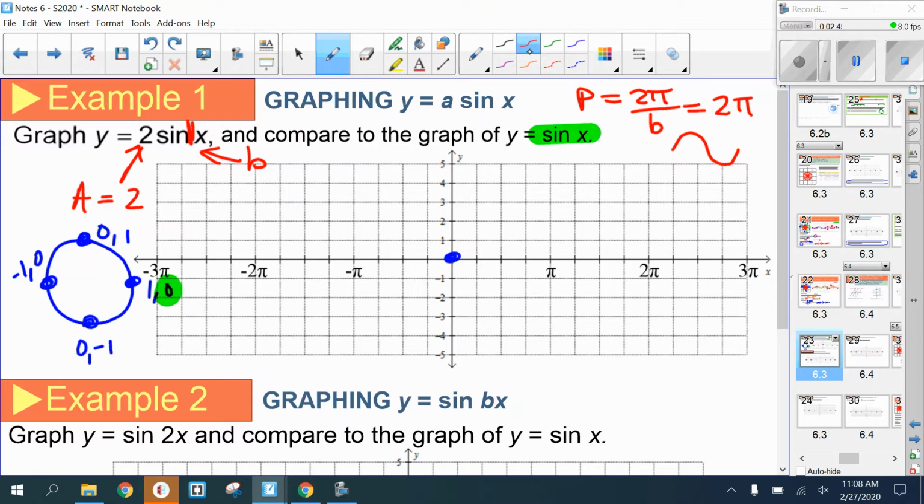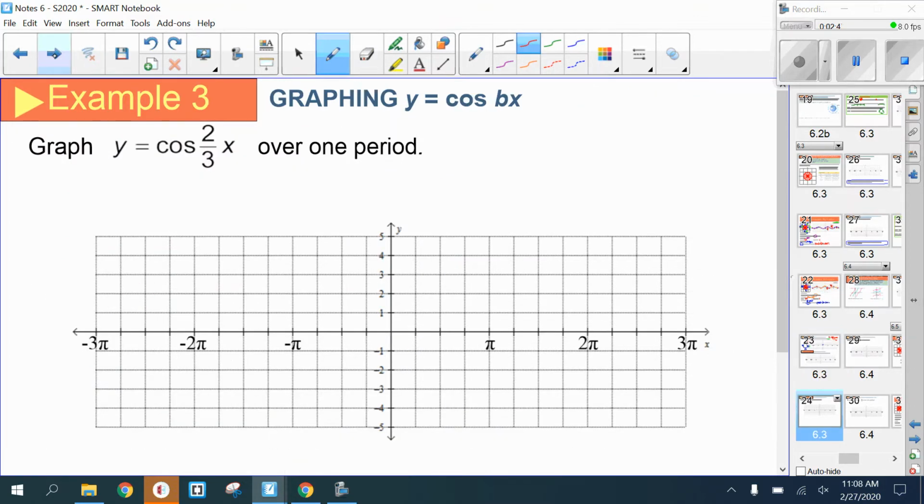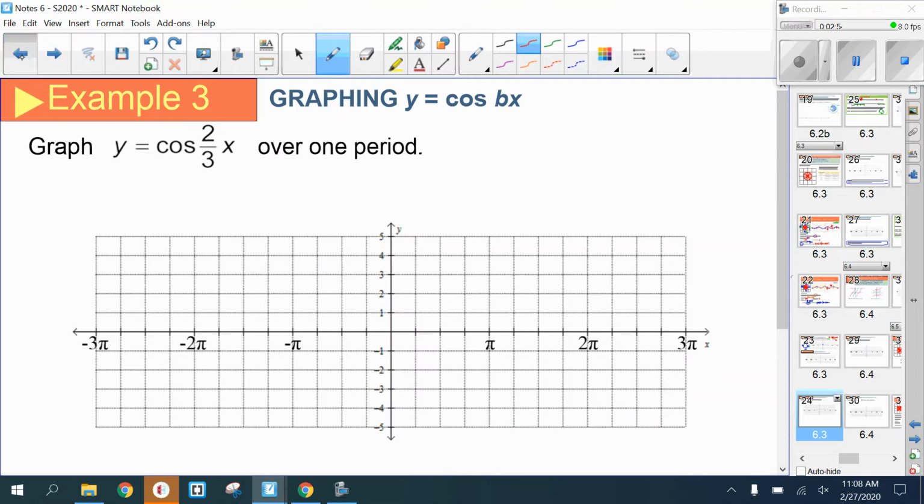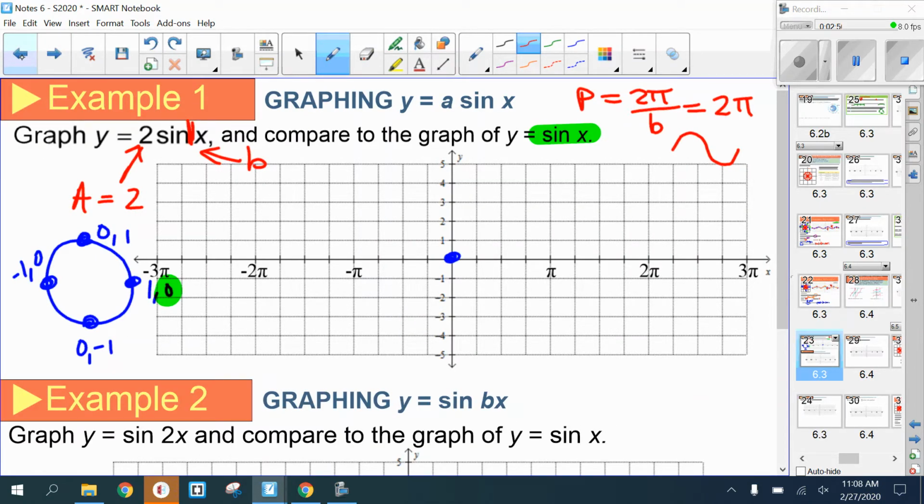What's happening is, I guess I forgot the steps here. We found, step 1, we found the period and the amplitude, but step 2, we need to mark that period on the x-axis. So if you mark off 2 pi, that's right there. If you cut that in half and half again, that just so happens to coincide with the angles that are in my circle.